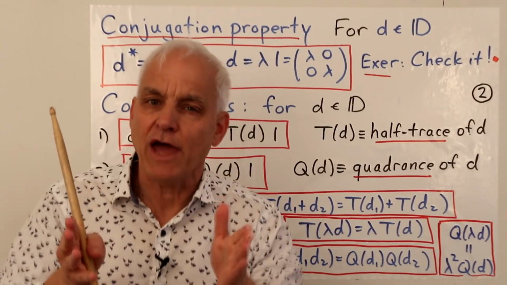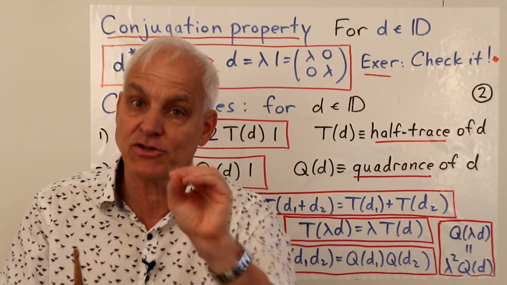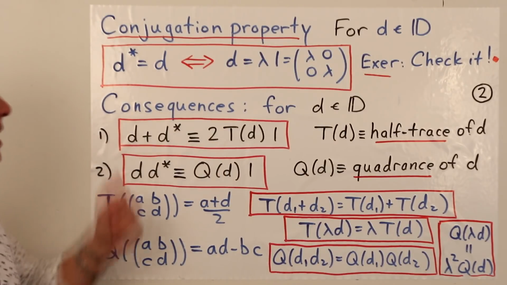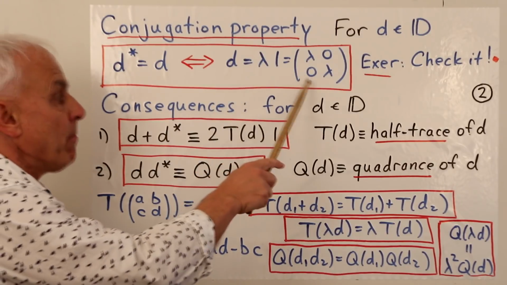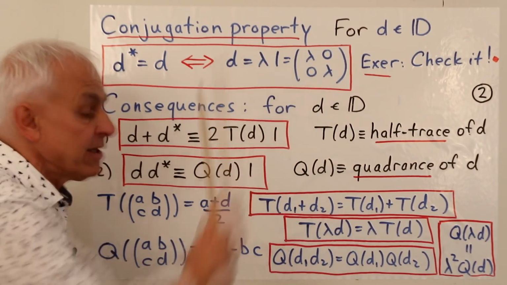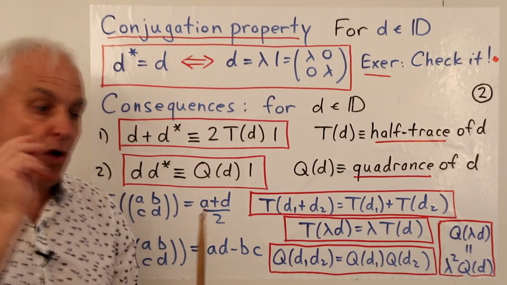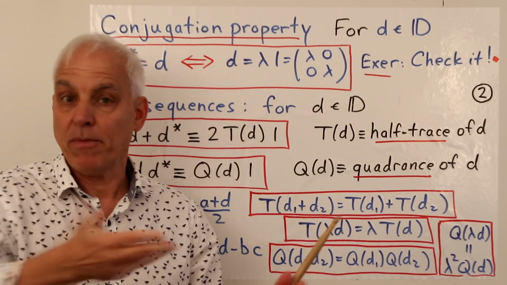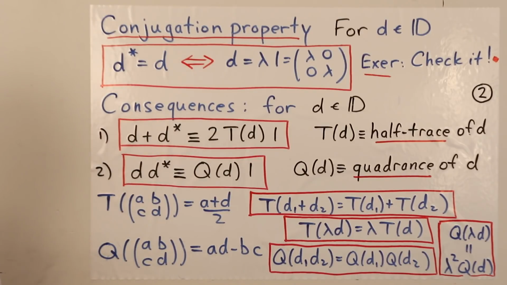Now the conjugation has one extra really important property that we need to single out and understand. We'll call this the conjugation property. So for D a dihedron, D star equals D precisely when D is a multiple of the identity. In other words, it's a diagonal matrix with constant elements down the diagonal. So this is a characterization of those dihedrons which are preserved under the conjugation. And it's an easy property to check. You just check it against the definition of the star operation.